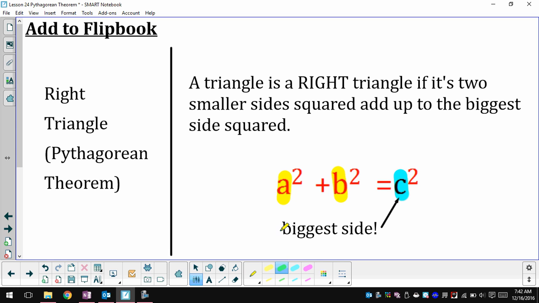And the biggest thing to highlight here, the most important thing, is that the biggest side, the longest side, is always getting plugged in for c.